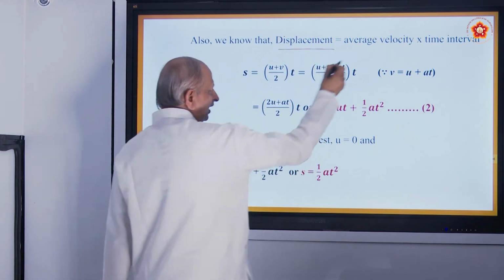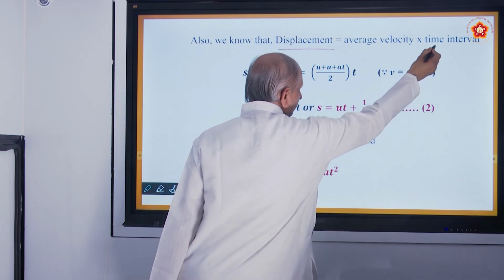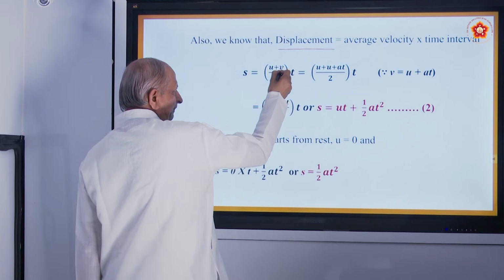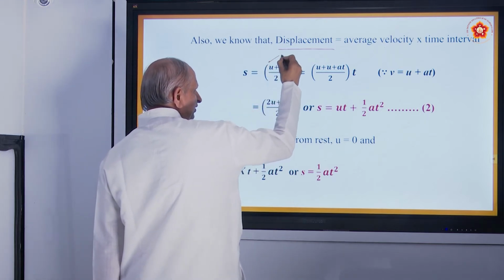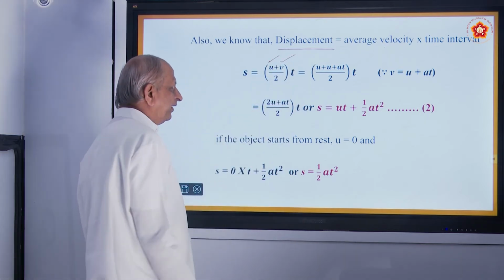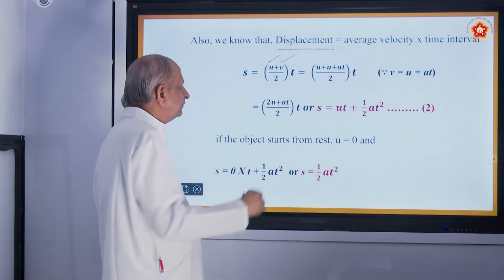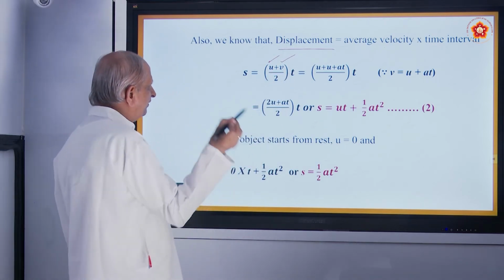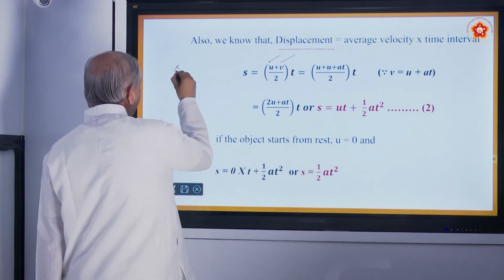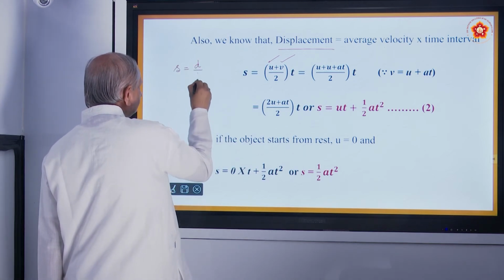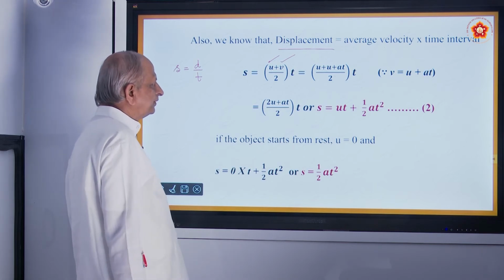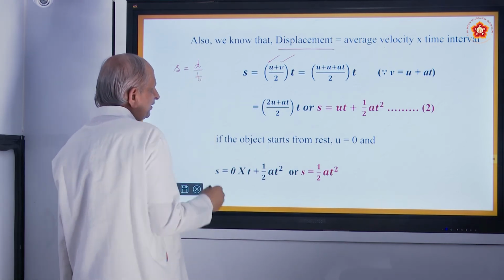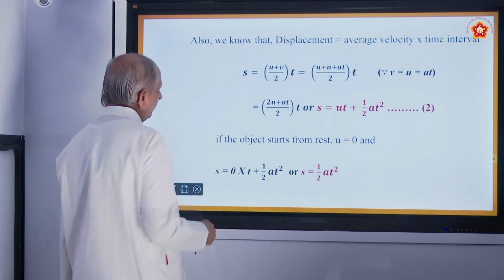Then you have the second, that is called the formula for distance travelled, or you can say displacement. It can be got by average velocity into time. Average velocity is u plus v by 2. u is the initial velocity, v is the final velocity. So it becomes u plus v by 2 into t. Because as you know the formula for speed, s is equal to d by t.